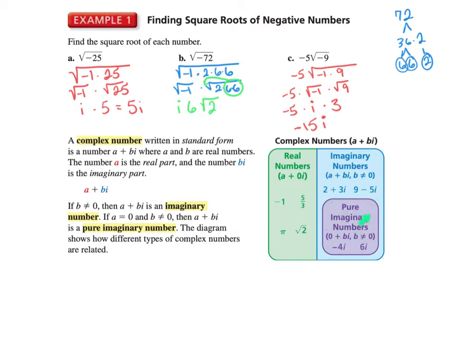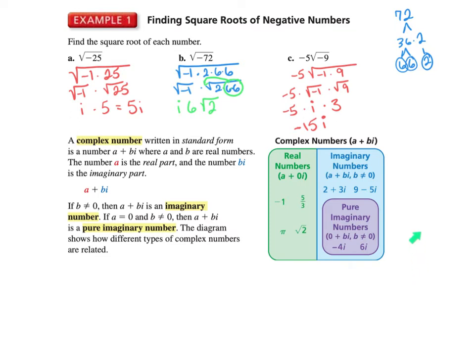Now, pure imaginary numbers, they are lacking a whole number part. Okay, there's no real number part. Here's the real part, here's the imaginary part. So the pure imaginary numbers is lacking that real number section. Okay, so it's just some number with an i in it. That's it. Okay, so examples of those is negative 4i and 6i.